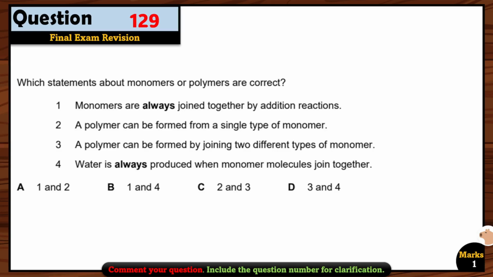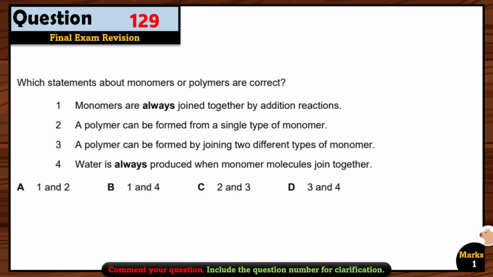What is the difference between these two reactions? In addition reaction, you will get only one product from the joining of the monomers. Okay, you will get just one polymer. But in condensation reaction, you will get a polymer and also a small molecule, that is water. Whenever two monomers join, you will get one water molecule. So if millions of monomers join in the condensation reaction, you will get millions of water molecules. Okay, remember this one. So there are two reactions that can give you polymers: one is addition reaction and the other one is condensation reaction.